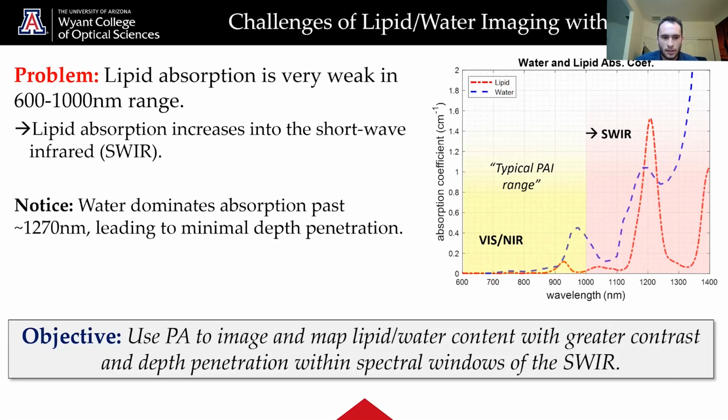So with that, now that we've set the motivation for why we want to use photoacoustic imaging, let's talk about some challenges with lipid and water imaging and what's already been done in that subfield. So the main problem with imaging lipid specifically is this typically used photoacoustic range of 680 to 980 or 600 to 1,000 nanometers. You can see on the right with the absorption coefficients, lipid has very, very low absorption, something that you might not even be able to detect with a lot of systems.